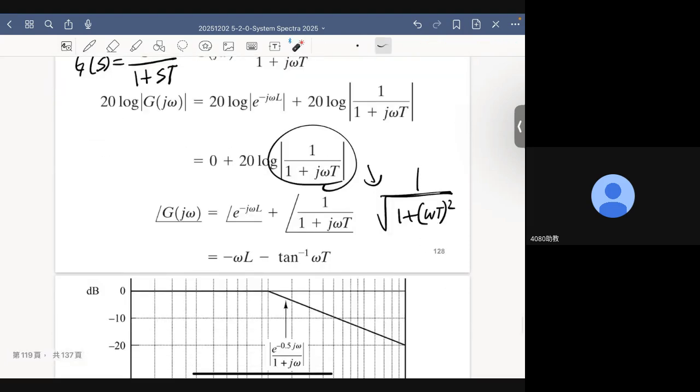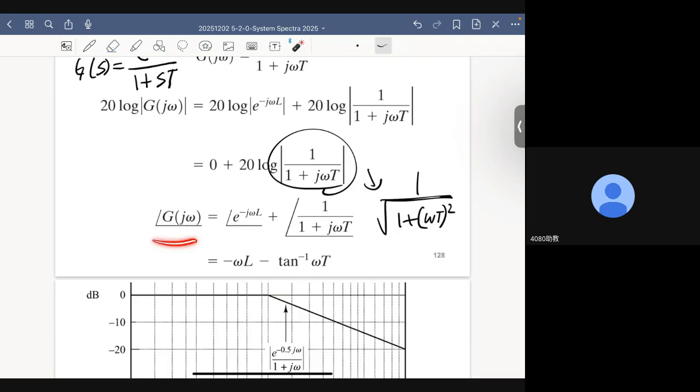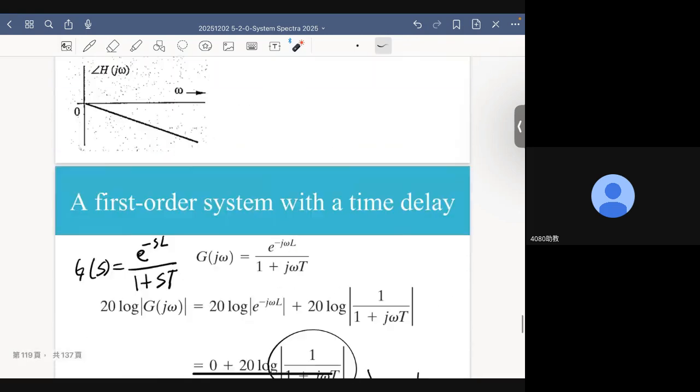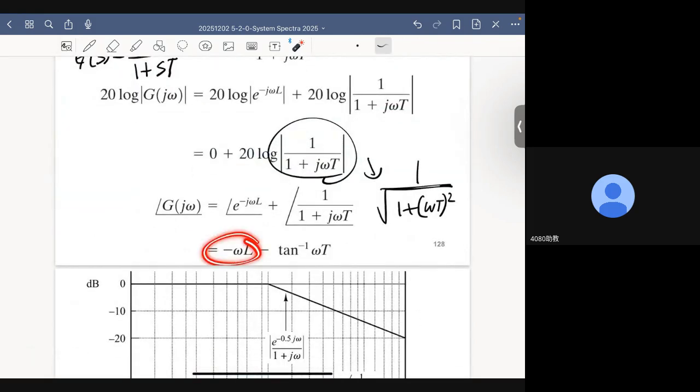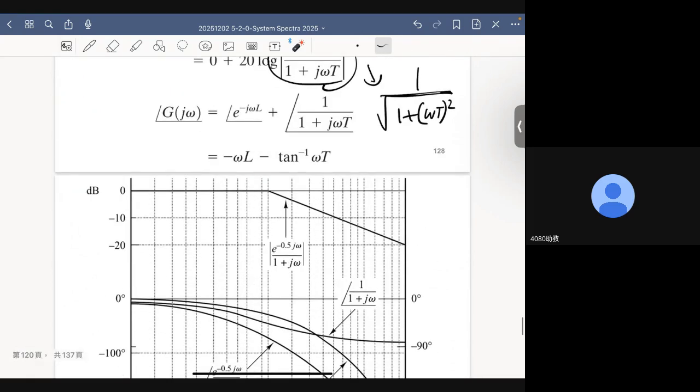And our focus here is on the phase response, okay? I have this term, which, as I addressed in this slide, is the phase response associated with the time delay L. And this is the phase response of the first order system without time delay, all right? Now, this is the asymptotics of the magnitude plot of our first order system, okay?